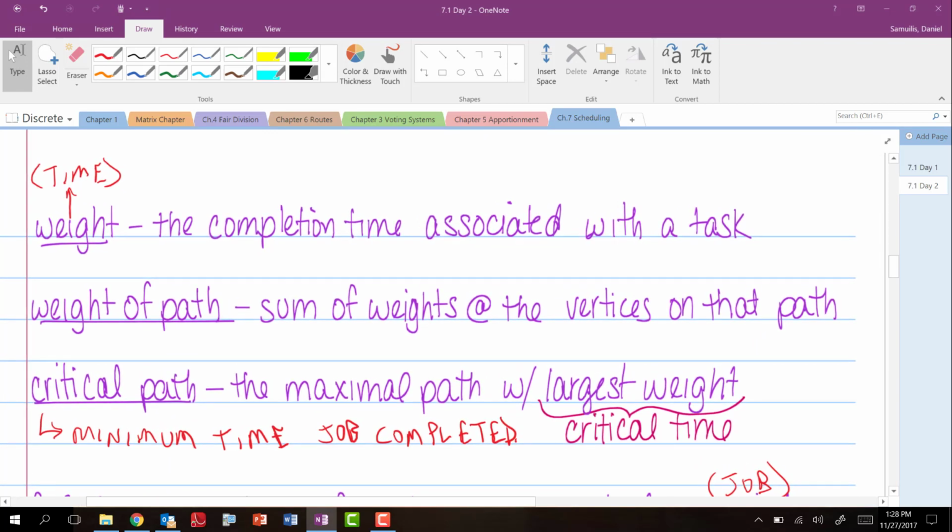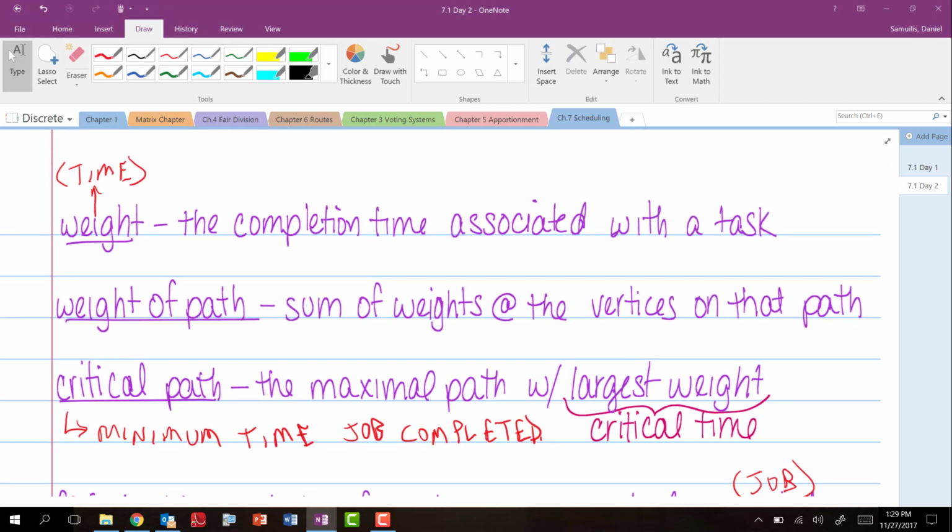Now we're going to put weights on stuff, so pay attention to the next directed digraph. The weight is time. What we're trying to optimize in any of these questions in Chapter 7, a very short chapter, is optimizing a task, getting a job done in the least amount of time. So now on each task, we're going to assign a time or a weight to it.